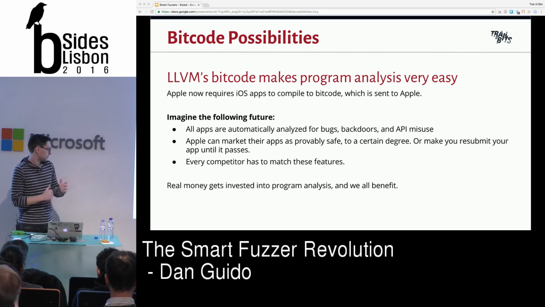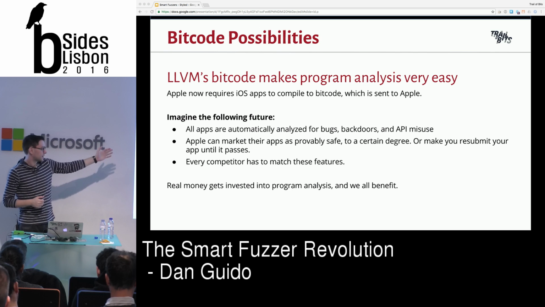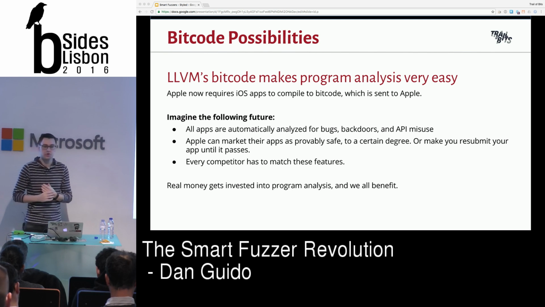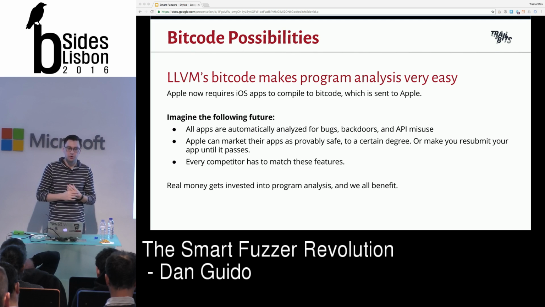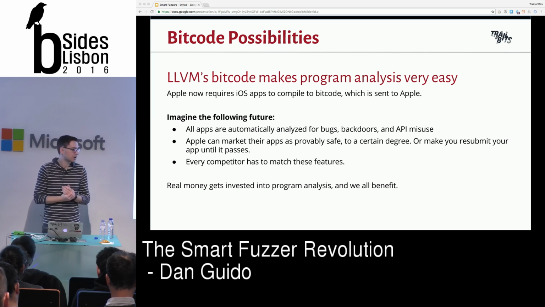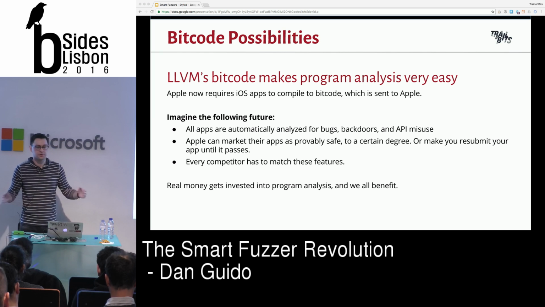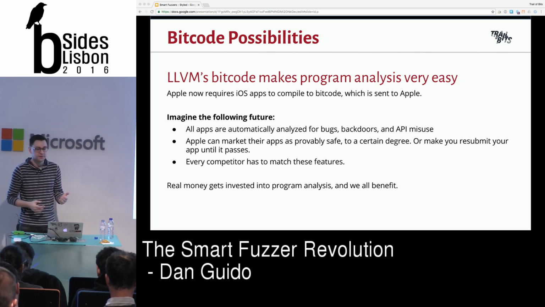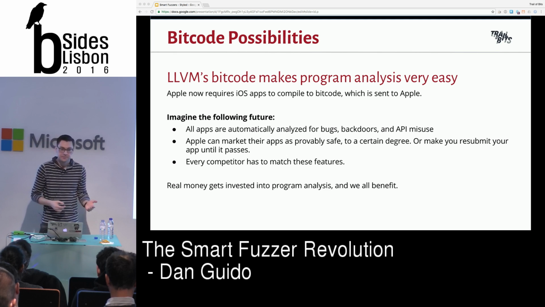Yeah, so I explained a little bit about this. So we could automatically analyze apps for bugs, backdoors, and API misuse. There's no reason that you need to use humans or some kind of janky Perl script to assess all the applications that are coming in that need to get approved. You could reduce the time for apps to get approved and go into the App Store from like 1 week to a couple hours. And once Apple does it, everyone else probably has to do it too.